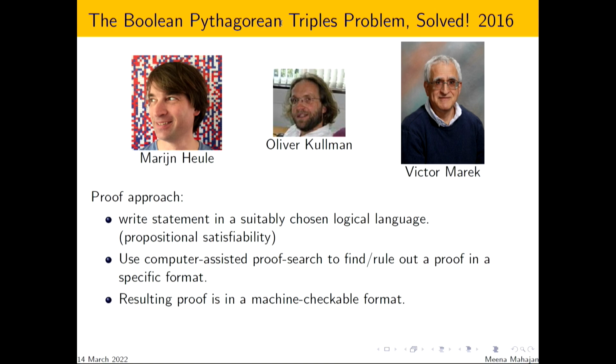Use computer-assisted proof search. Now, this is similar to proof discovery using computers, but there are some differences. Use computer-assisted proof search to either find a proof or to rule out a proof. So you don't know a priori whether the statement is true or false. You somehow try to figure out which of these holds. And you are trying to find a proof in a specific format.